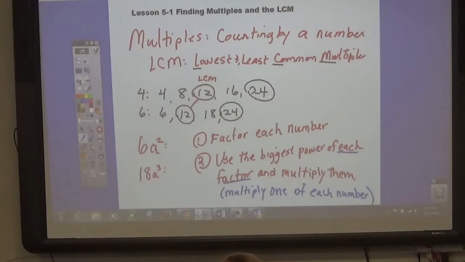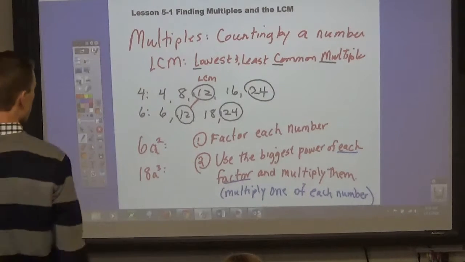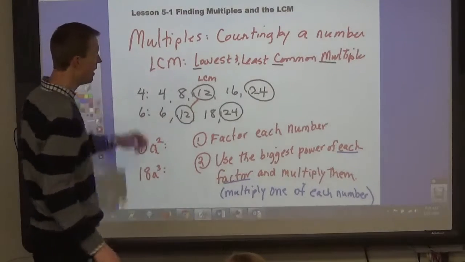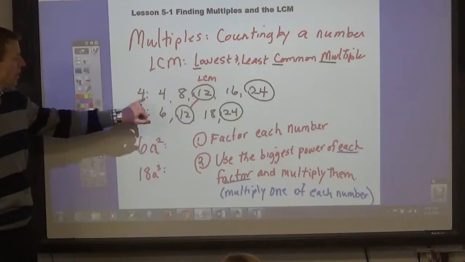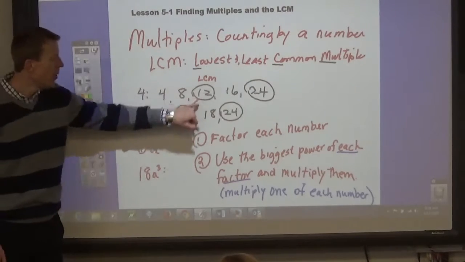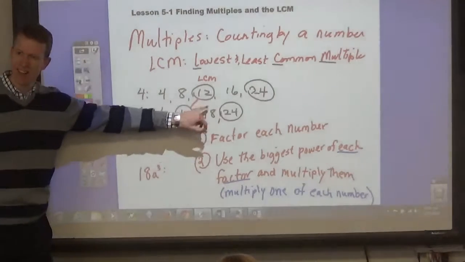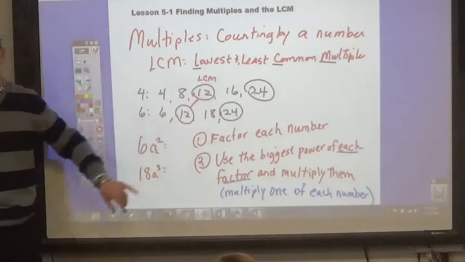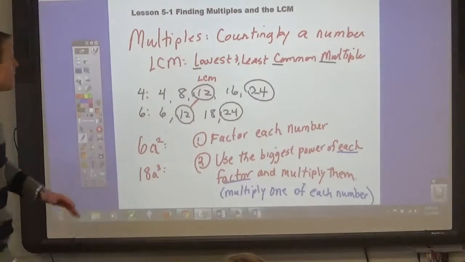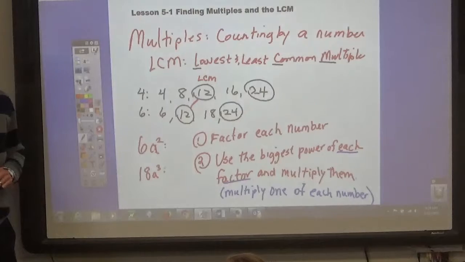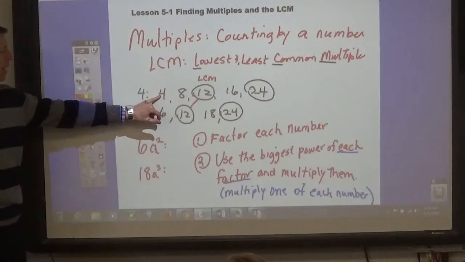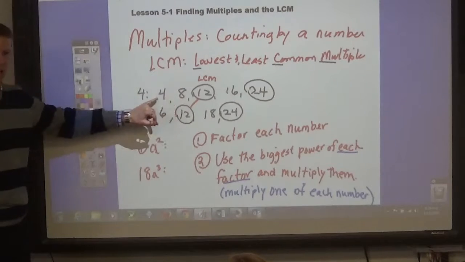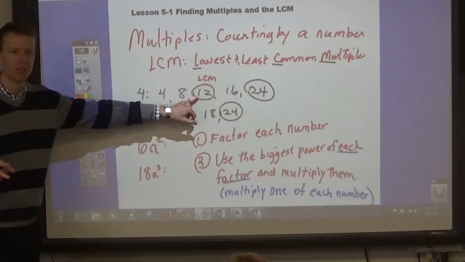All right, 7th graders, lesson 5.1 is about finding multiples of numbers and then finding the lowest common multiple, meaning it's the lowest multiple that they have in common. So multiples, how do you find multiples? You count by the number, or you multiply the number by 1, and then by 2, and then by 3.